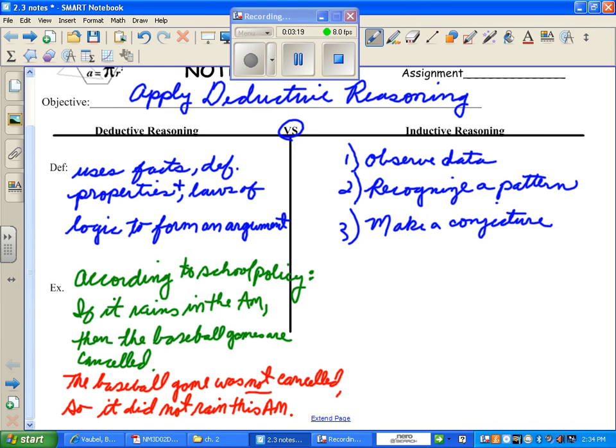Alright, giving an example of the inductive reasoning would be, when Tom eats strawberries, oops, that's not spelled right, eats, let's try back up the truck here. When Tom eats strawberries, he has a mild reaction.